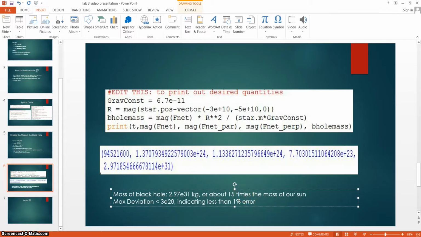I realized later that the calculated mass of the black hole could change based on which data points were used to estimate the net force. So I ran the above code inside the while loop to check all of them. The result was that all of the masses were well within 3 times 10^28 of my estimate, indicating that there was less than 1% error and that deviation was probably due to round off.